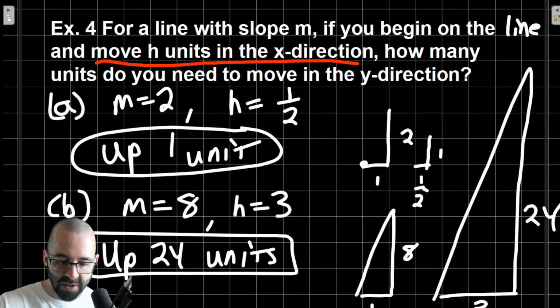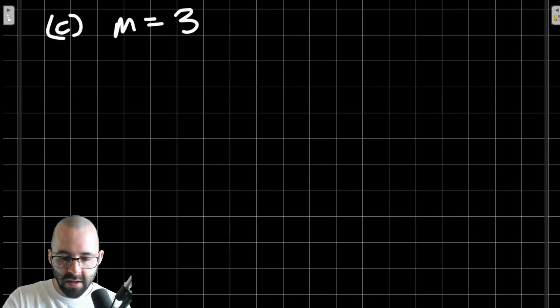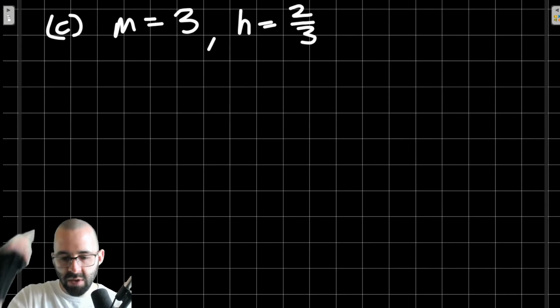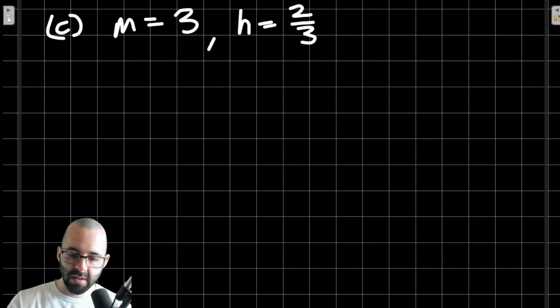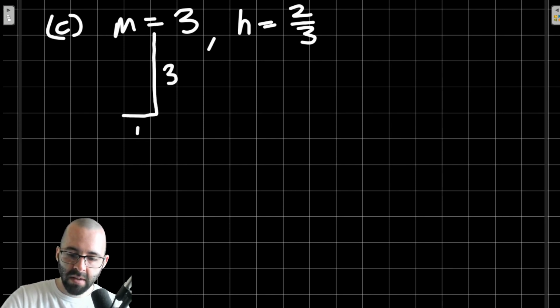We'll do one more for good measure and then move on to the last type of example. All right. What about a slope of 3 and we go right 2/3 of a unit? Again, slope of 3, what does that mean? It means that if you go right 1 unit, you have to go up 3. Well, h equals 2/3 means how much do we go if we only go 2/3 to the right? How high are we going to have to go?